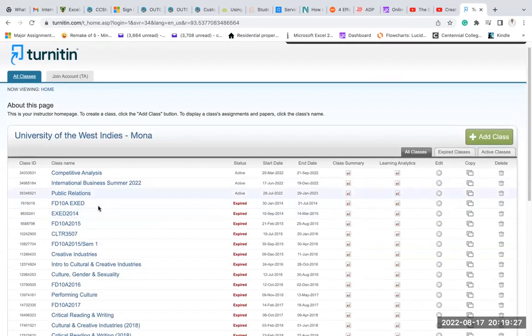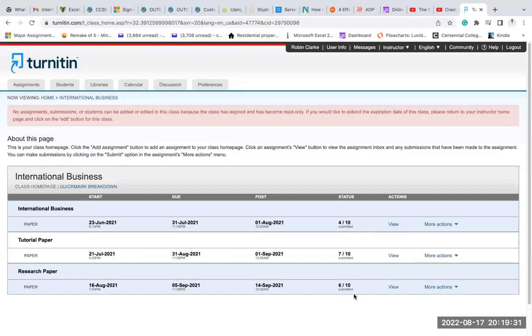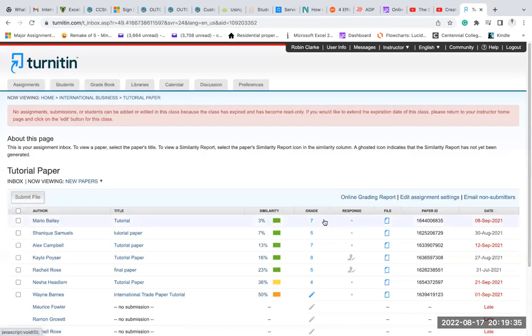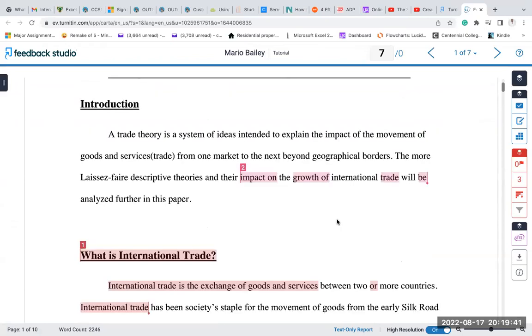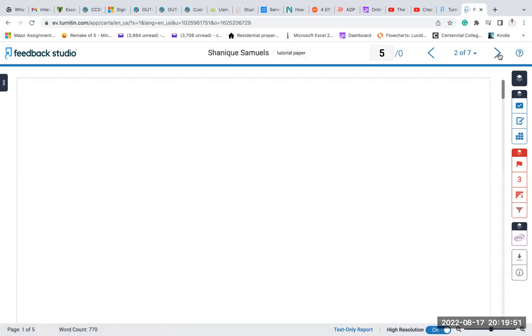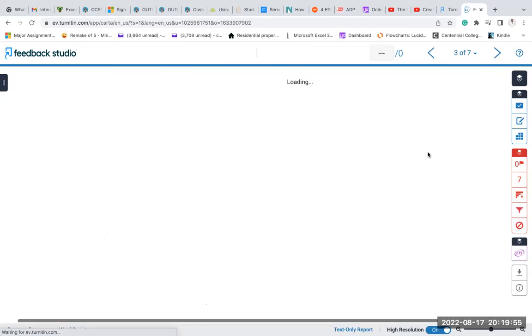So international business, let me go to the ones that are... So for example, this one, let me see if this was a good introduction. Not really. This was not a well-developed introduction, but I think this was a much better one. Was this? No, this was not a good one.